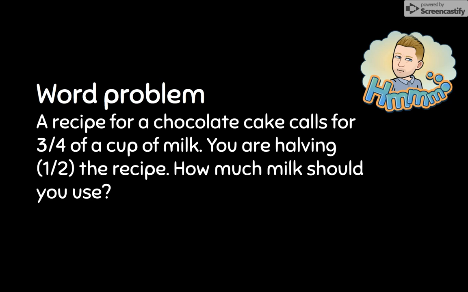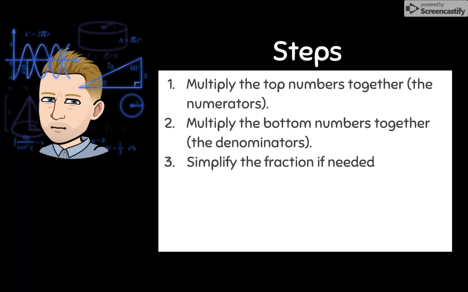If I'm making the whole cake, I need to use 3/4 of a cup, but I'm halving it. What do I do? Well, there are 3 simple steps to work it out. Step 1, you multiply the numerators by each other, so you multiply the top numbers together. Step 2, multiply the bottom numbers, or the denominators, together. Step 3, simplify it if you need to. I'll show you now how to do that.